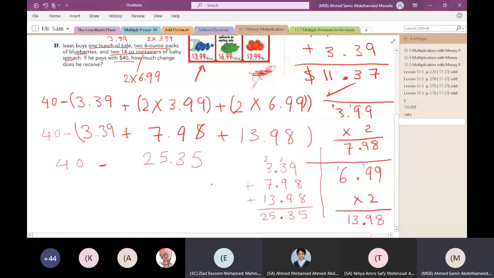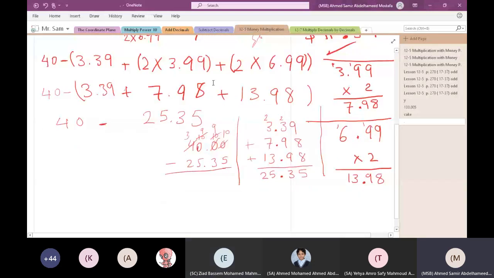So this would be 10. This would be 9. Sir, I can't see that. I wrote it for you on the screen. Okay, you should see it now. Do you see my screen now? Now I can see. Okay, 10, perfect.